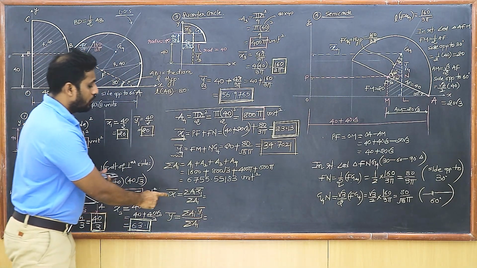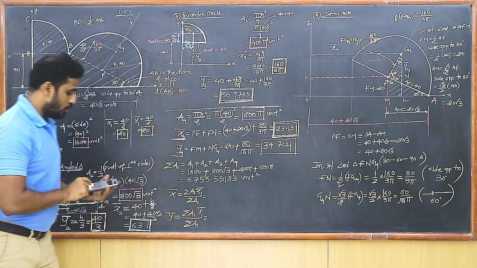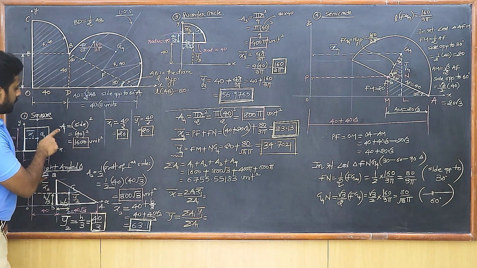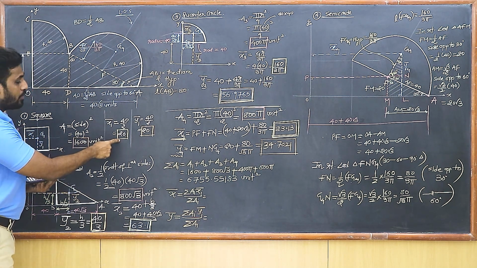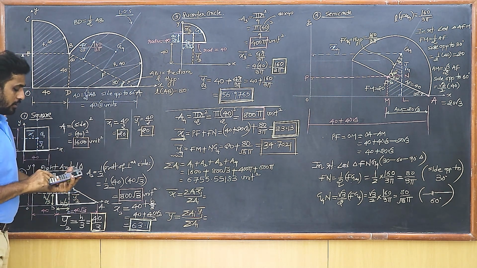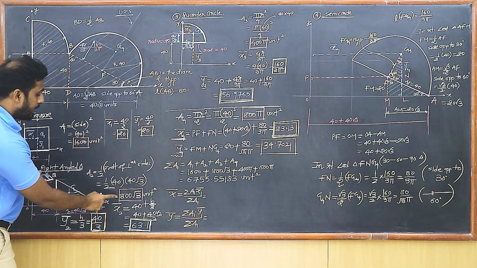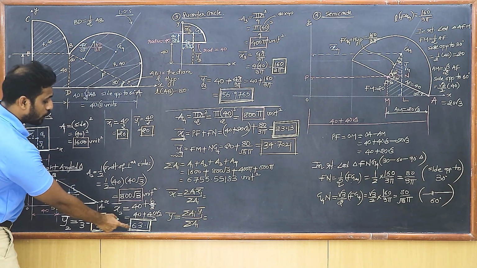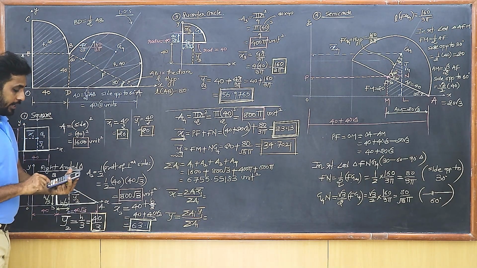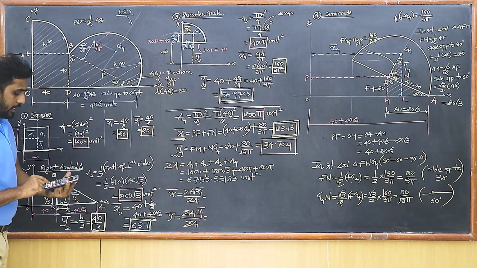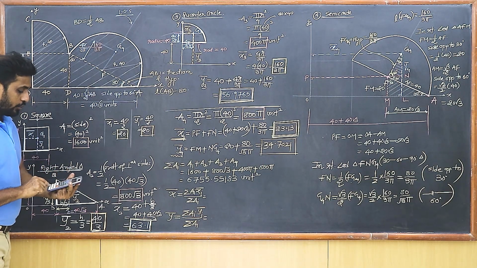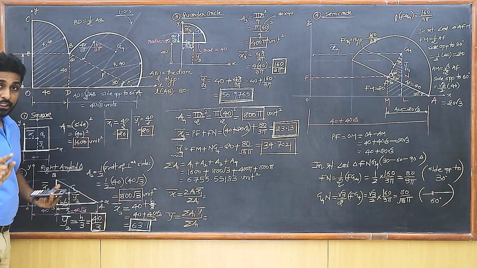Now I want to do the calculation for x bar, which is summation of AI into xi. So there is A1, 1600 into x1 bar, which is 20. So I write 1600 into 20. That's my first value, A1 into x1 bar. Then A2 into x2 bar, students. 800 root 3 into x2 bar, that's 63.1. So I write plus 800 root 3 into 63.1, that's A2 into x2 bar.